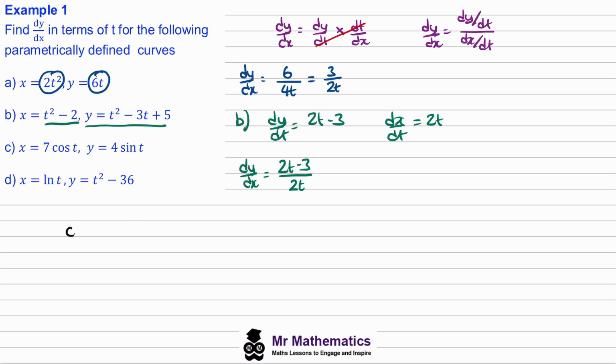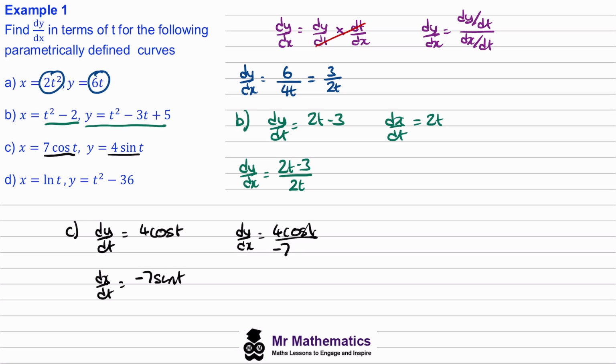Okay, so for question C, we'll work out dy by dt. We differentiate 4 sine t, and we get 4 cos t. Dx by dt, when we differentiate 7 cos t, this will give us negative 7 sine t. So dy by dx will be 4 cos t over negative 7 sine t. And this will give us negative 4/7 cot t.